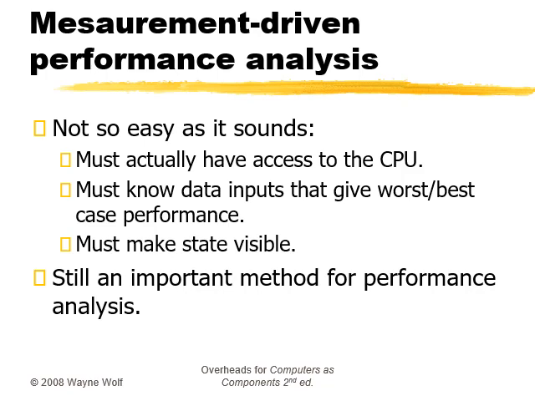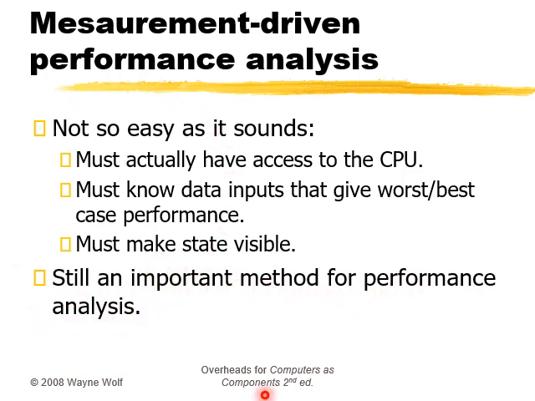Measurement-driven performance analysis is the most direct way to estimate the execution time of a program: by measuring it. Now, it is not as easy as it sounds. You must actually have access to the CPU, must know data inputs that give worst and best case performance, as we have discussed, and must make state visible. Still an important method for performance analysis.